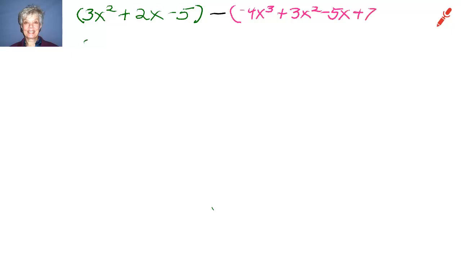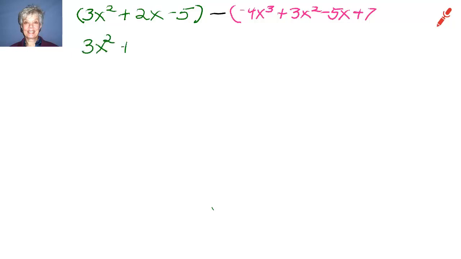Okay, now we're going to subtract polynomials. And in fact, we're going to use the same polynomials. So we'll have 3x squared plus 2x minus 5 minus negative 4x to the third plus 3x squared minus 5x plus 7.